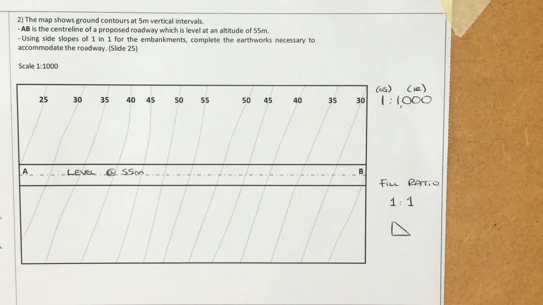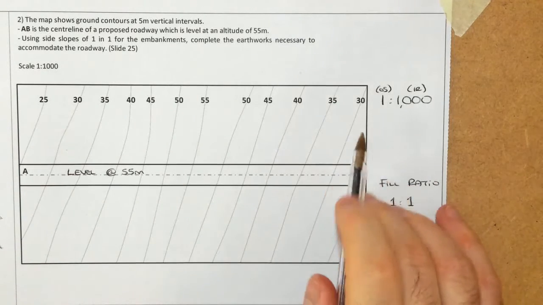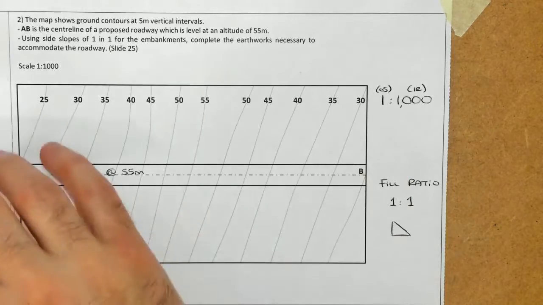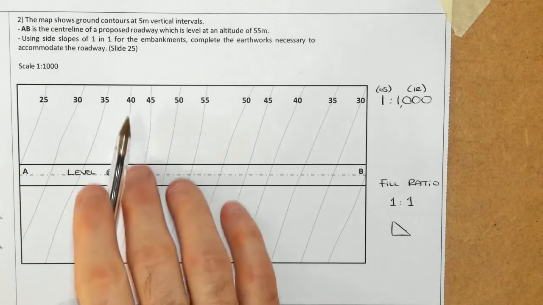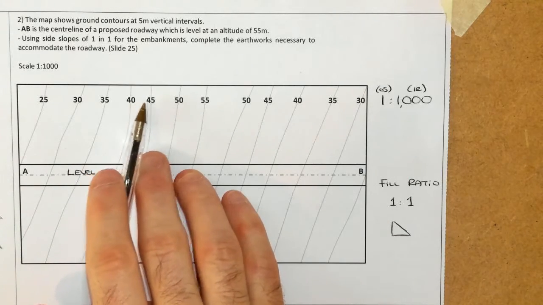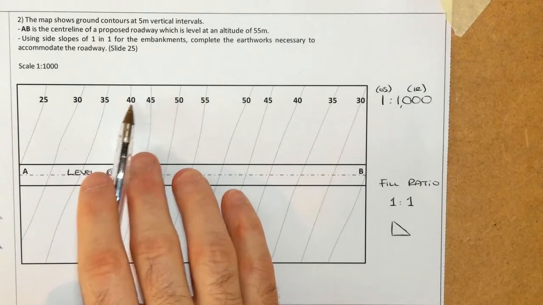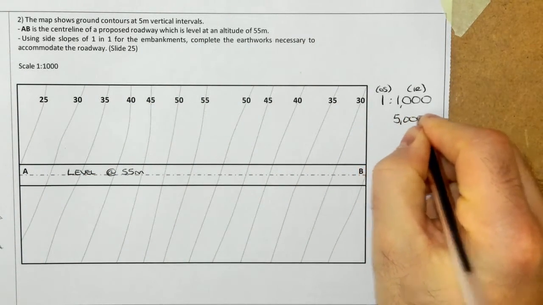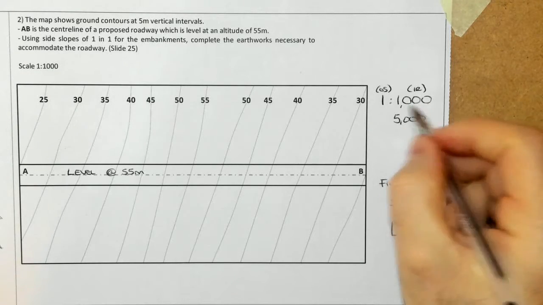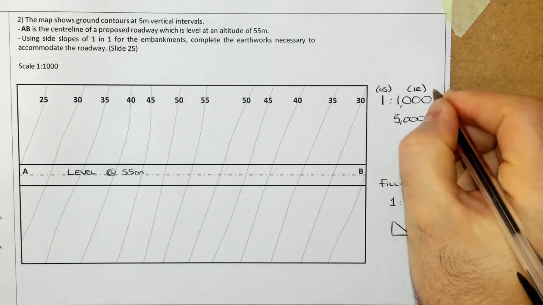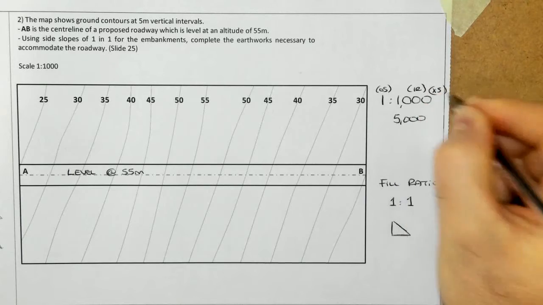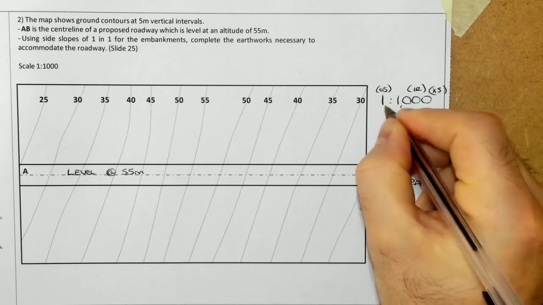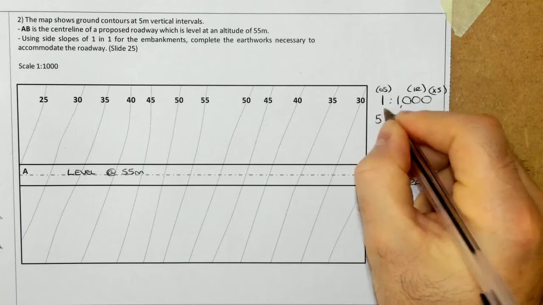Okay, so this is what we're going to do. First of all, working out our scale. We can see our scale is 1:1000 once again, but this time the distance between our contours is 5 meters, and 5 meters is 5000 millimeters. So what did I multiply 1000, which was my scale, by to make 5000? I multiplied it by 5. Therefore I have to also multiply 5 times 1.